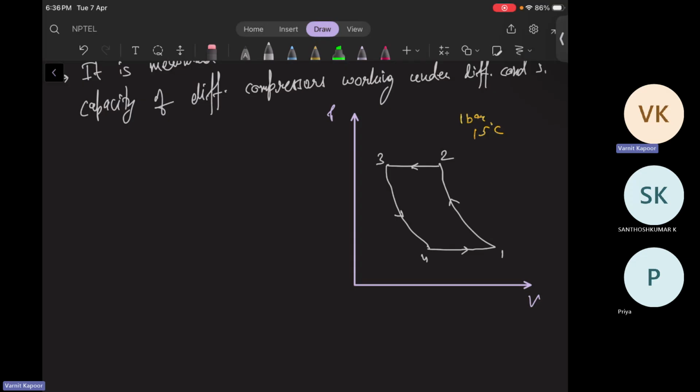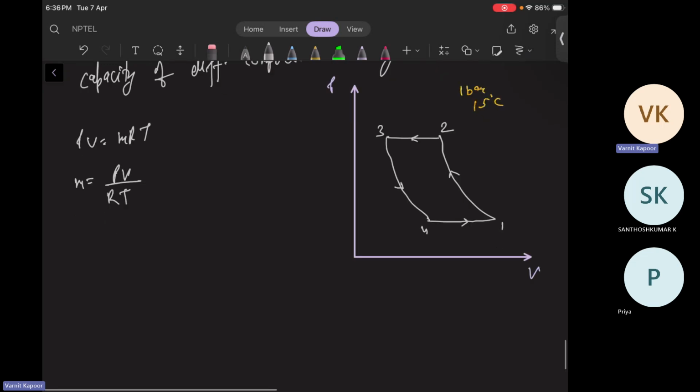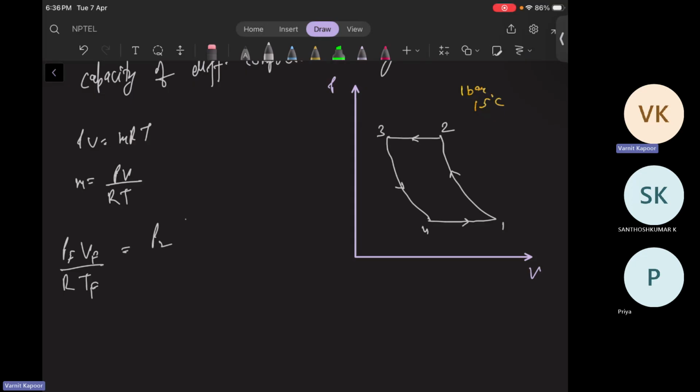Okay, and let us say the conditions are 1 bar, 15 degrees Celsius. Using the ideal gas law, that is PV is equal to mRT, mass will be PV by RT. So let us say P final, V final over R T final. These are your conditions in the final state, which can be written in terms of P2 (V2 minus V3) over R T2. So R and R get cancelled out, and P final V final by T final can be written as P2 (V2 minus V3) by T2.